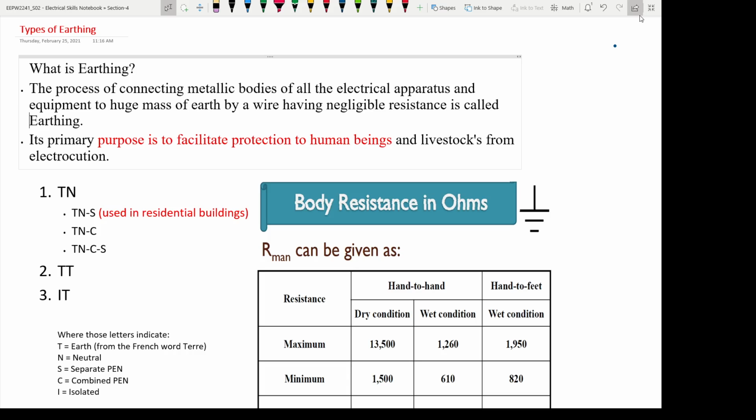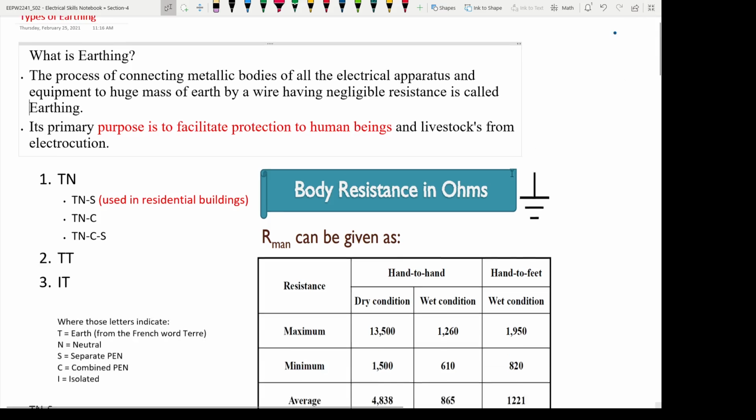Let us take an example. A human comes in contact with the line conductor and is being grounded to the earth. How much resistance does he offer to this fault current? Obviously, when he is touching the line conductor, the current is going to flow through his body and it is going to be grounded if he is not wearing proper safety shoes or something like that. So during this process, how much resistance is being offered to this fault current by our human body?